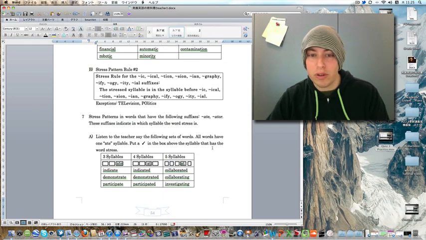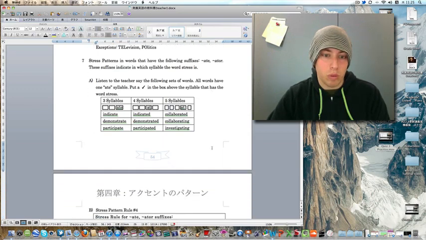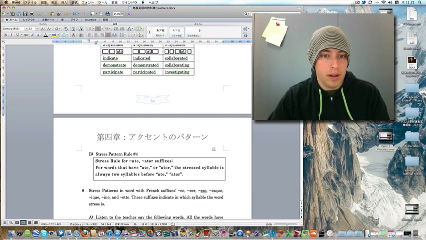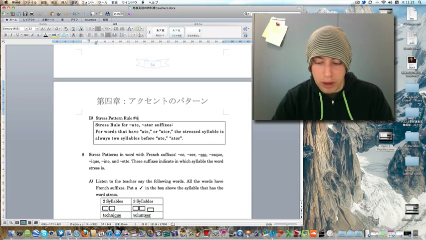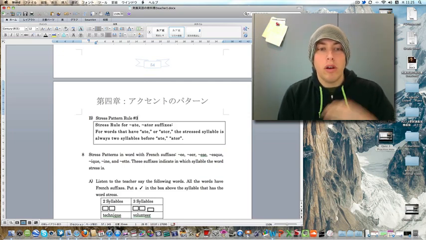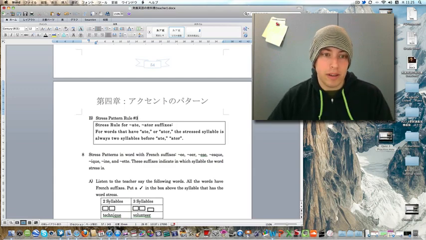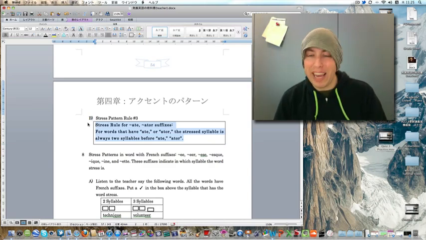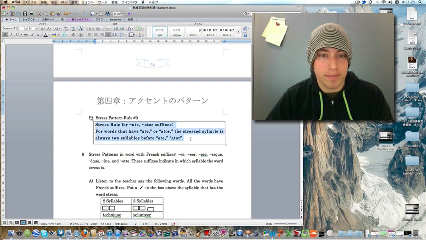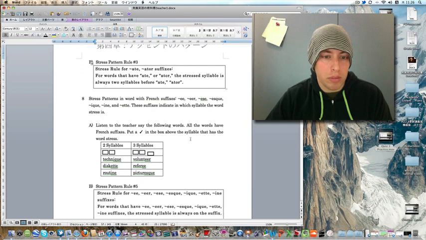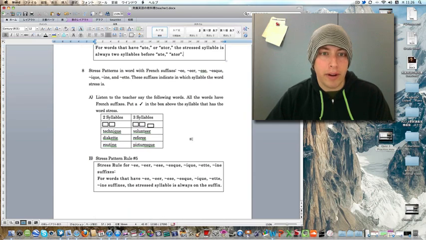And this brings us to the third word stress rule. This is stress pattern rule number 4. Should actually be 3, sorry about that. So word stress rule number 3, stress rule for -ate and -ater suffixes. For words that have -ate or -ater in them, the word stress is always two syllables before -ate or -ater. So let's move on to one more word stress pattern.